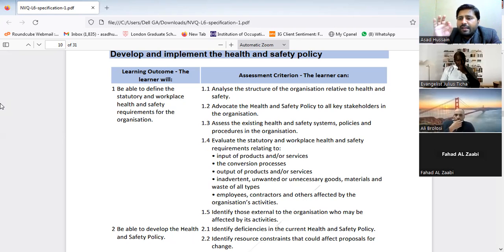Everyone has to consider his own workplace for this purpose, and then assess how the health and safety management systems and policies of his organization are working. You have to assess that, and in response, discuss how your organization is performing and how it has its health and safety management system and policies. Now we have 1.4.